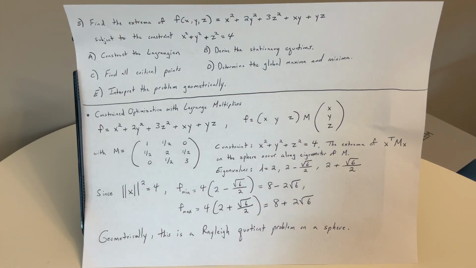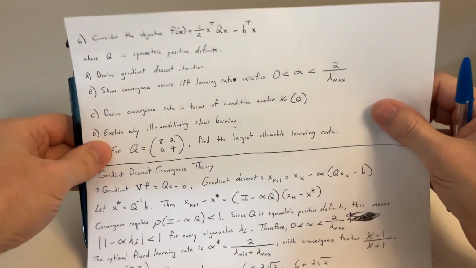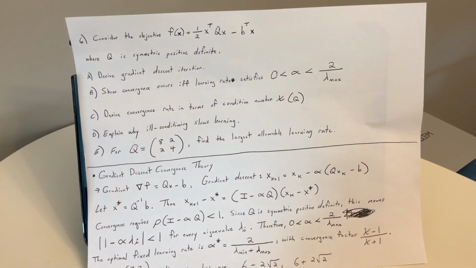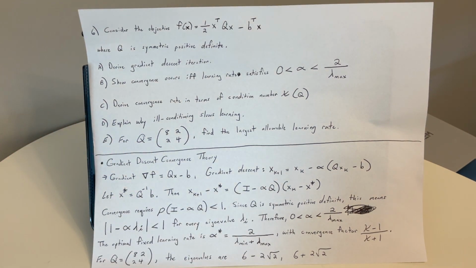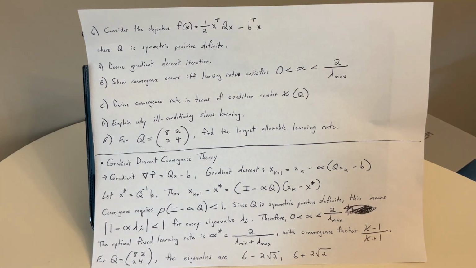Okay, so moving along now to number 6. So number 6, we want to consider this objective here that we have, f of x equals 1 half x transpose Qx minus b transpose x. So here, let's see what we have. Derive the gradient, where Q is symmetric, positive definite.